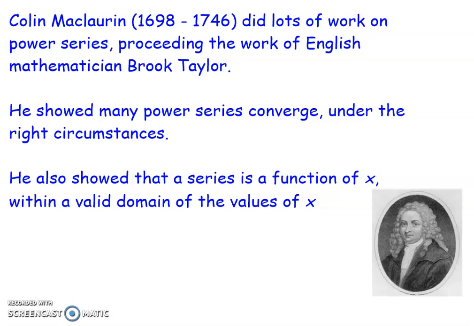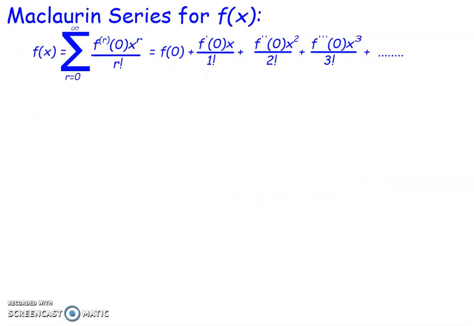Now, the key thing for this is it takes the same general formula every time. The general formula for the Maclaurin series of the function f of x is given by this. So f of x equals a sum from r equals 0 to infinity of f^(r) of 0, x to the power of r over r factorial.